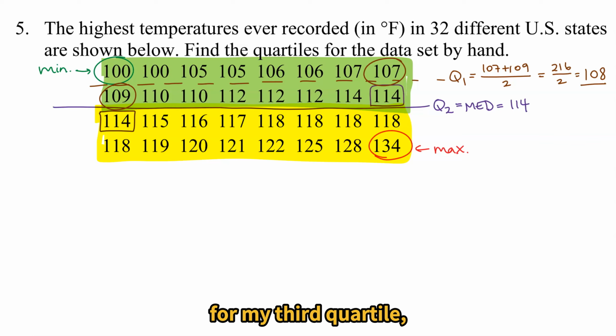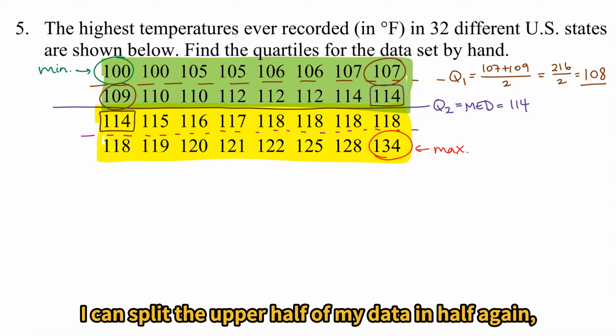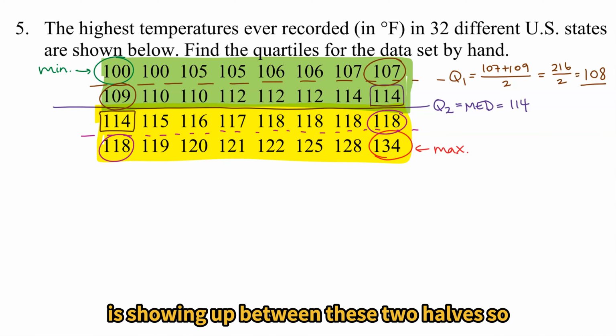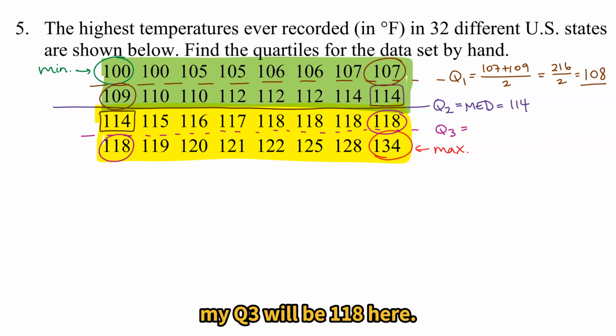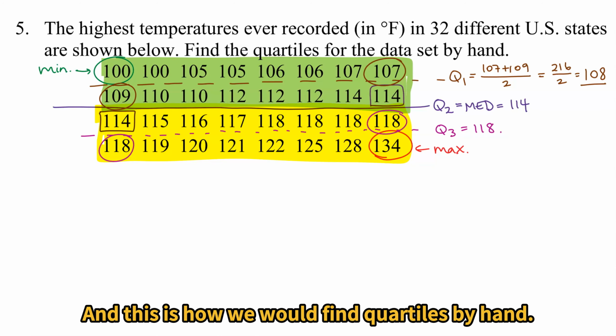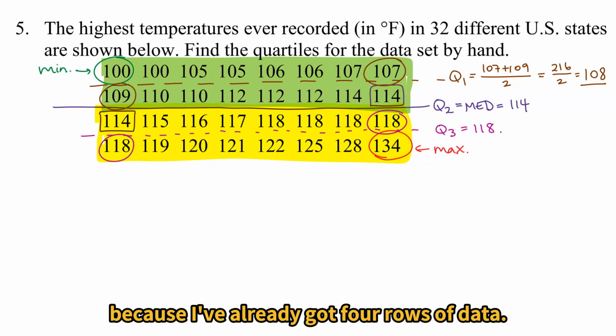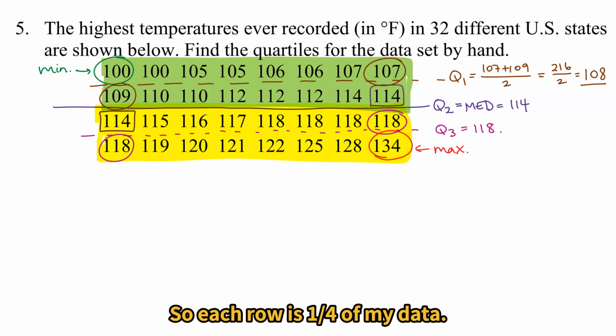And then for my third quartile, I can split the upper half of my data in half again. And I see that 118 is showing up between these 2 halves. So my Q3 will be 118 here. And this is how we would find quartiles by hand. Granted, the way that this is set up makes it super easy because I've already got 4 rows of data, so each row is 1/4 of my data. What if it's a little bit harder?